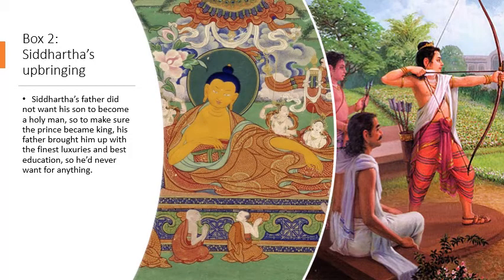So box 2 is now Siddhartha as a young man. So his father did not want his son to become a holy man, as the prophecy suggested. So in order to make sure that the prince became the king, his father brought him up with the finest luxuries and the best education, so that he'd never want for anything. So Siddhartha's father decided that in order to make sure his son became king, he would protect him from all of the nasty things in life, and he would make sure that Siddhartha only lived a life of pleasure.